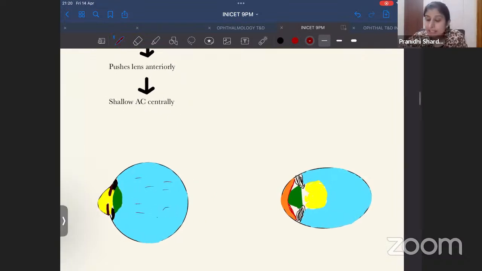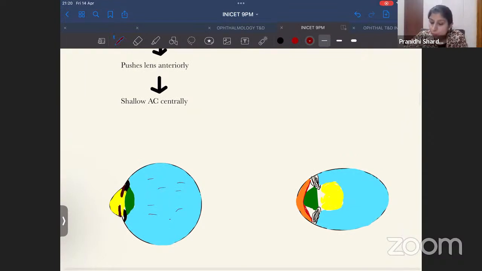But what is happening here in the malignant glaucoma is, due to the misdirection of the ciliary body, this aqueous gets collected in the posterior segment, which then pushes the lens forward. The lens is being pushed forward because of the pressure of the aqueous, and it will block the angle.